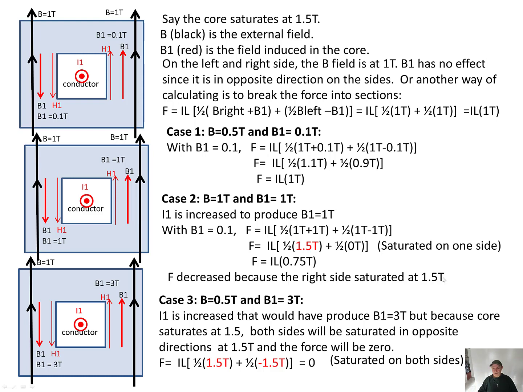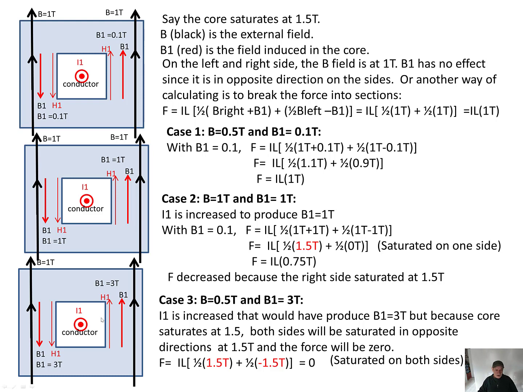saturated at 1.5 Tesla. Case 3, B equals 0.5 Tesla and B1 equals 3 Tesla. I1 is increased, I would have produced B1 equals 3 Tesla, but because the core saturates at 1.5, both sides will be saturated in the opposite direction at 1.5 Tesla, and the force will be 0. So for the formula it would be 1/2 of 1.5, plus 1/2 of minus 1.5. That's because it's in opposite direction. So saturated on both sides, it will produce no force.